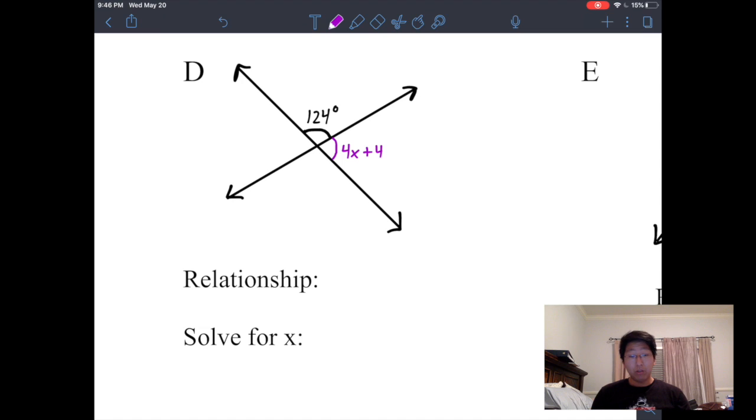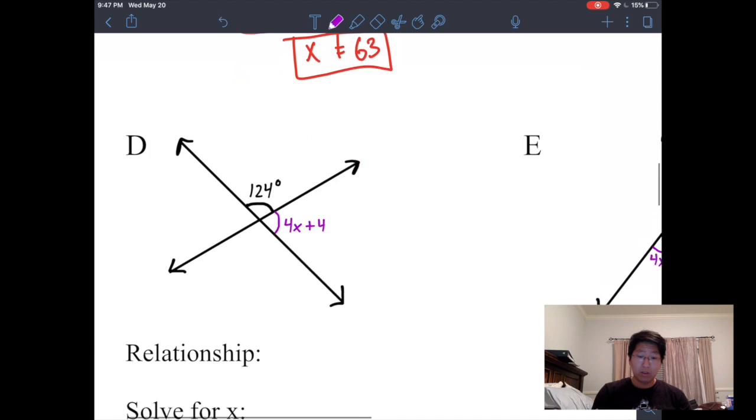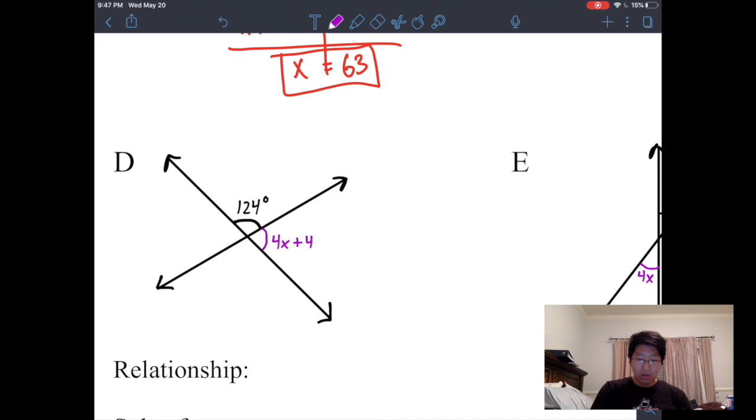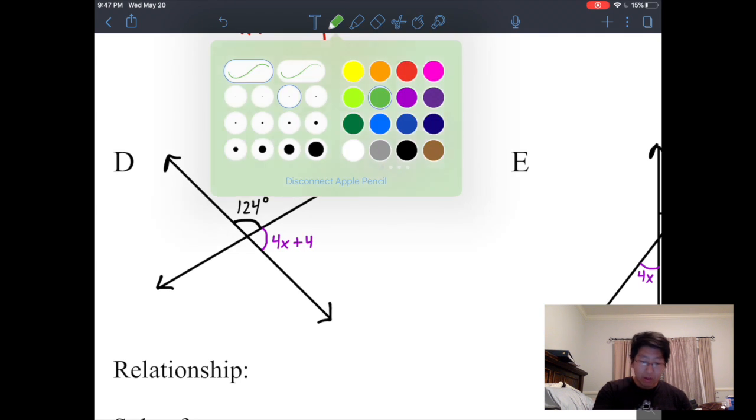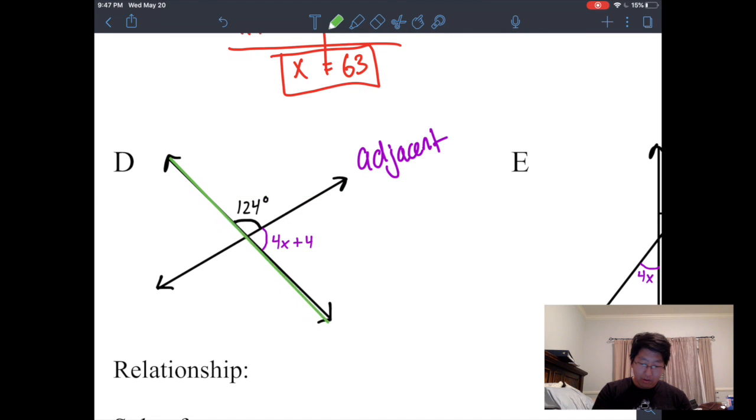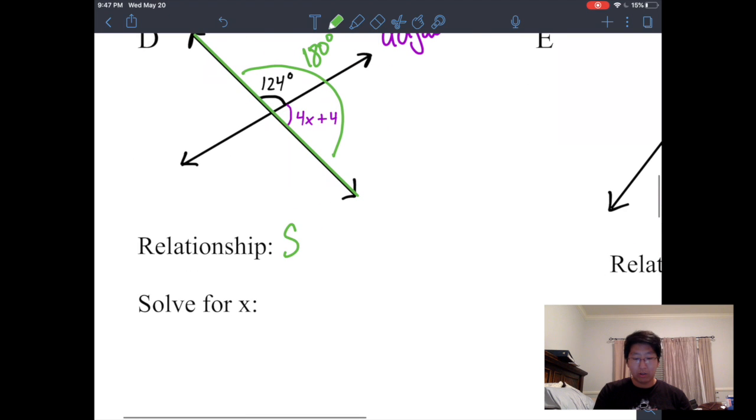Here we have these two angles, and they're not opposite of each other, so they're not vertical angles, right? But they are next to each other. I'm going to give you a vocabulary word. They are adjacent. And all that means is that they're next to each other, okay? Now, there isn't a specific relationship when they're adjacent, but what we do know is that these two angles together create 180 degrees. Why? Because this is a straight line. And what we could say about straight lines is that they have a supplementary relationship.